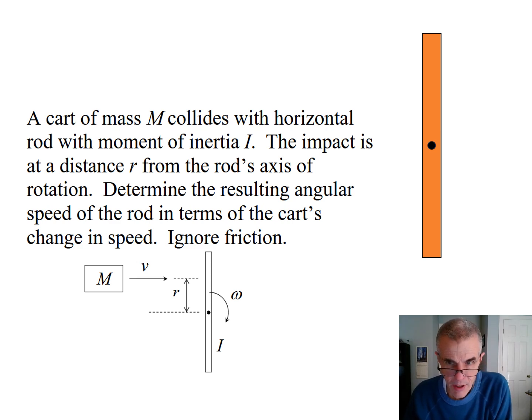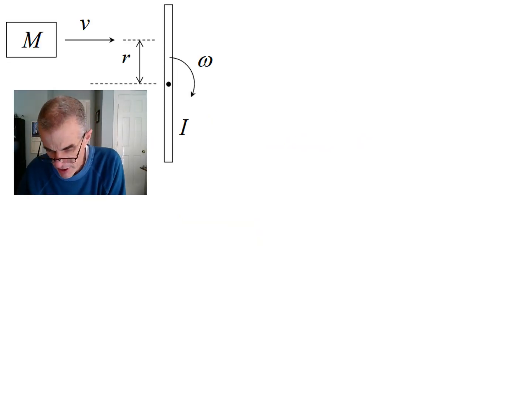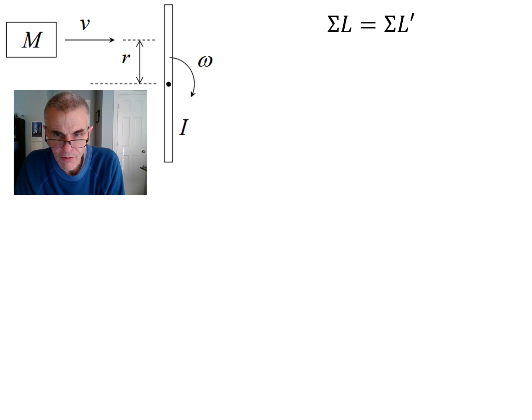How do we solve this problem? Angular momentum is the way to go. So we're going to write out this formula. Sigma L equals sigma L prime means the total momentum before equals the total momentum after, but it's the angular momentum, so L instead of P.